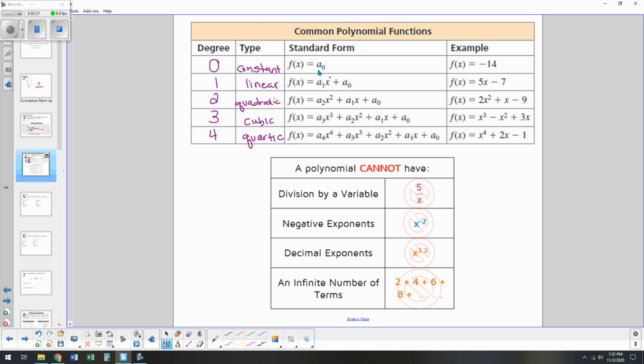So if there's just one term in the problem, it's a monomial. If there's two terms, it's called a binomial. Three terms is a trinomial, and any more than three terms, they just go by the generic polynomial. And these are some things that a polynomial cannot have. You can have fractions, but the fraction cannot have the variable in the bottom. You cannot have a negative exponent anywhere in your polynomial. You cannot have any decimal exponents in your polynomial, and it can't go on forever, so they can't use a ... to represent that it keeps going.